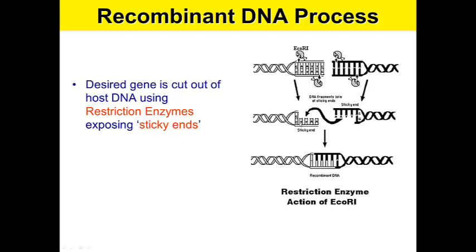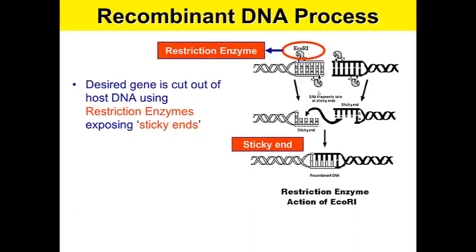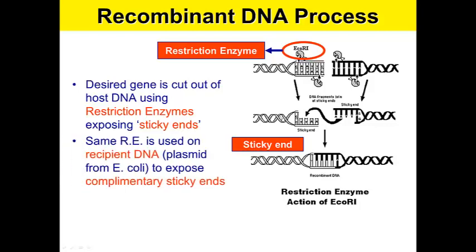The desired gene is cut out of the host DNA using restriction enzymes, exposing, in some cases, these sticky ends. So you have ends that match up. AATT matches up with TTAA. That's a restriction enzyme. It's called EcoR1. It cuts at a specific site, GAATTC. The same restriction enzyme is used on both the plasmid as well as the gene from the organism that you want to copy.